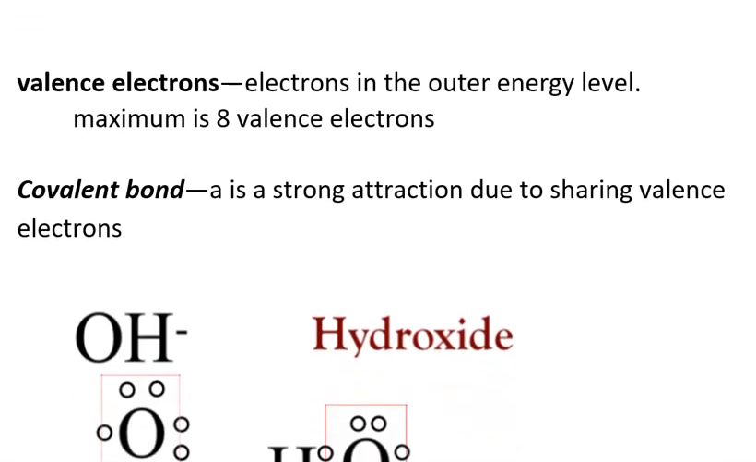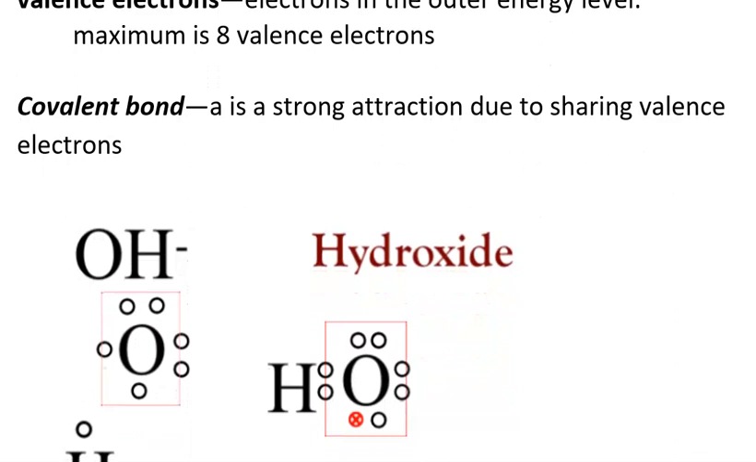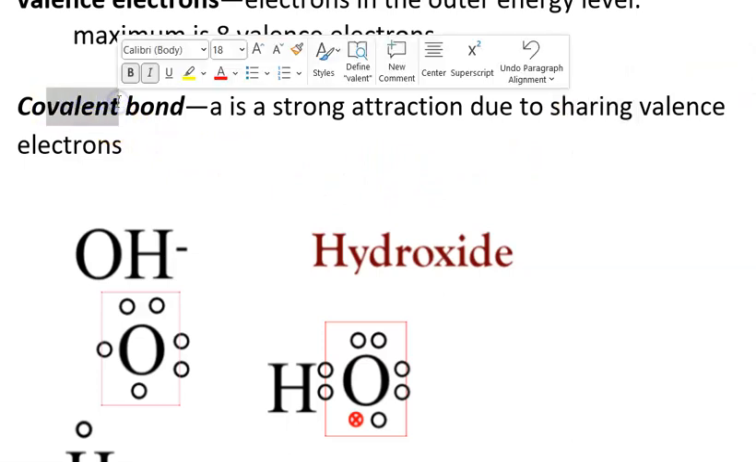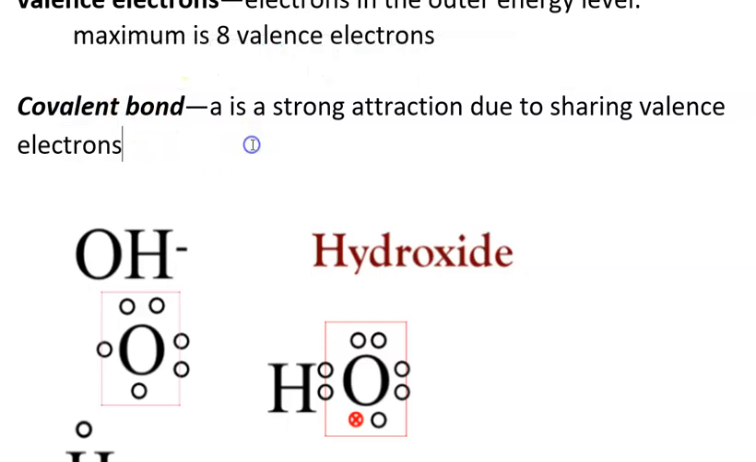So here's a covalent bond. So bond is going to be defined as a strong attraction. Co means we are sharing. Sharing is caring. That's what we always say. So co means sharing. And what are we sharing? We are sharing valence electrons. So that's how you make a covalent bond.